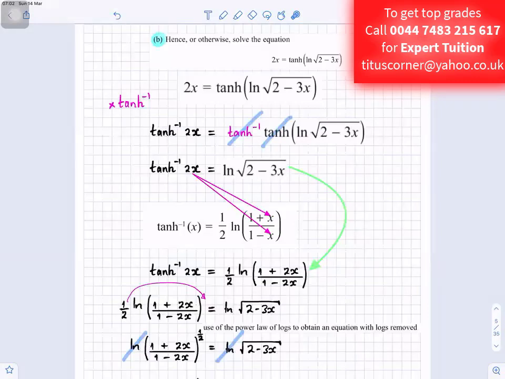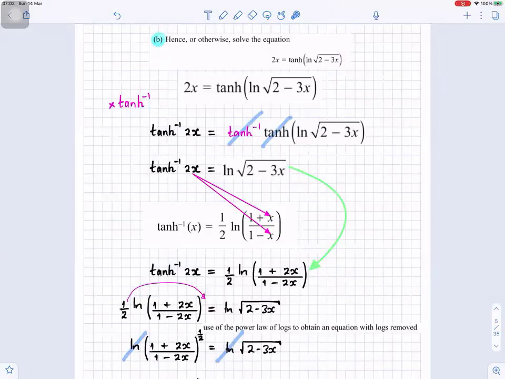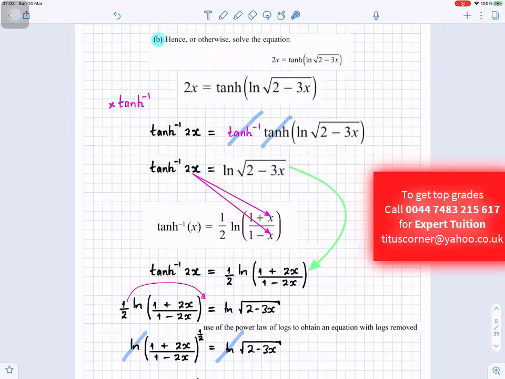Part B, hence or otherwise solve the equation. Hence means use your answer from before, or otherwise use any other method you want. Solve the equation. Usually it's just to go with what you've done before, if it can make it easier for you. So we want to solve 2x equals tan of ln square root of 2 minus 3x.